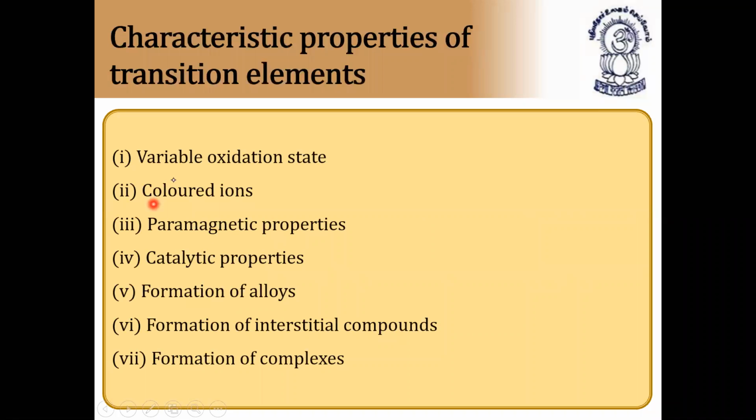But in case of manganese, so characteristic properties of transition elements. The first topic is variable oxidation states. Colored ions: as most of the transition elements have unpaired electrons, they exhibit color. And as they have unpaired electrons, they are also paramagnetic in nature.